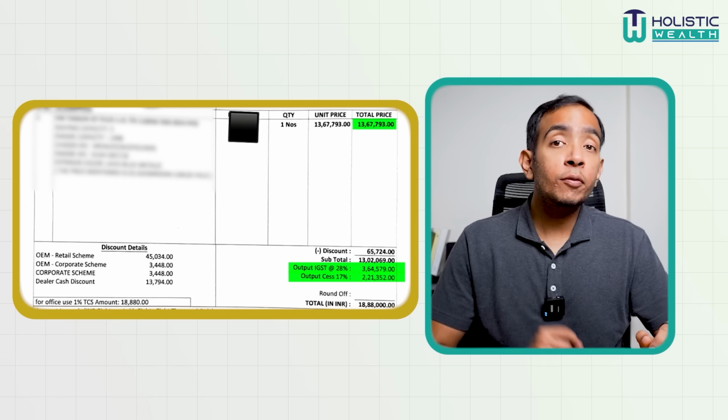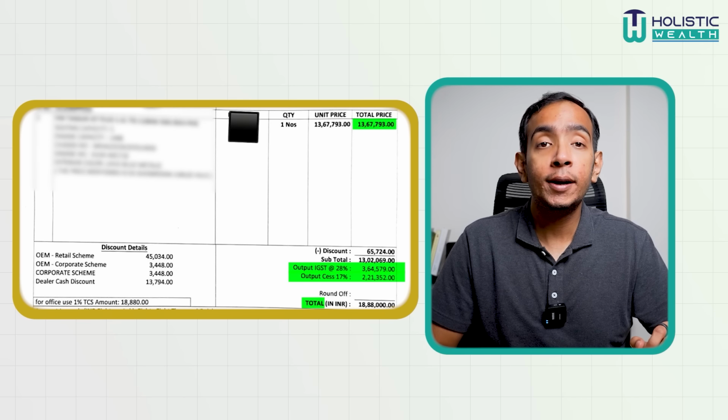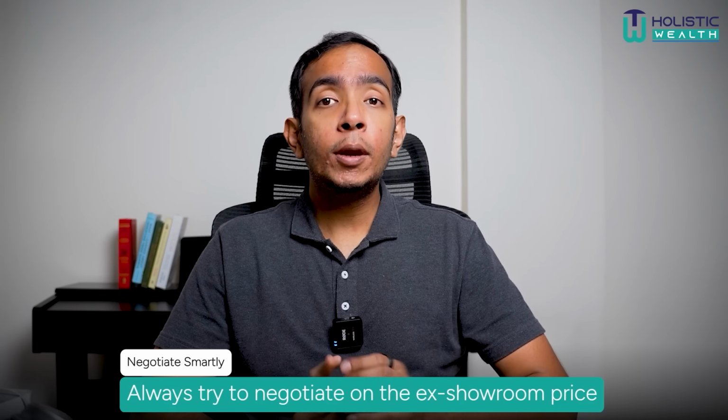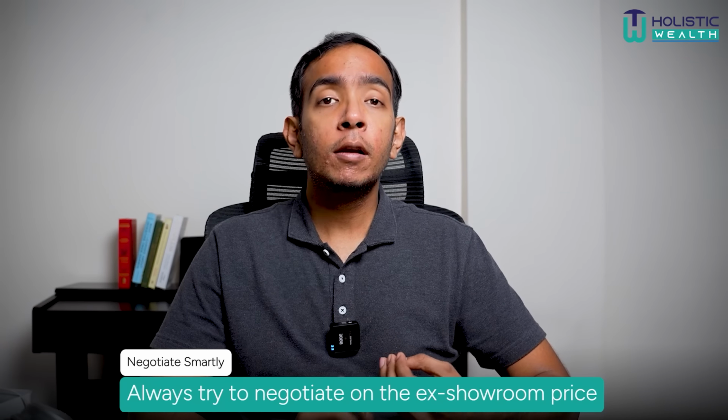So the total cost, which is the ex-showroom price, was 18.88 lakh rupees. Now guys, here you can probably negotiate on the ex-showroom price, right? Because when you ask the dealers for a discount, they will give you a discount on the overpriced insurance cost, which we will discuss later, or on the overpriced accessories, right? But you always have to be mindful and negotiate only on the ex-showroom price.